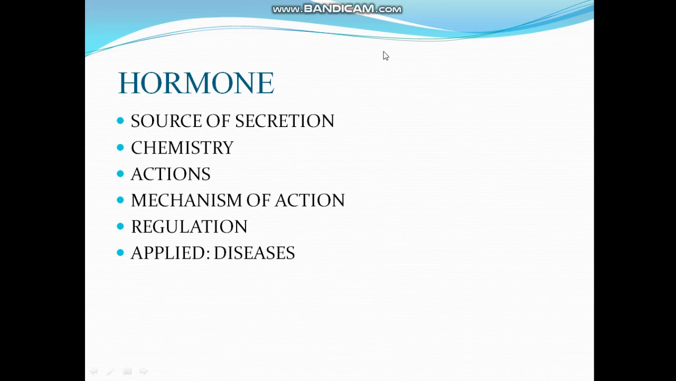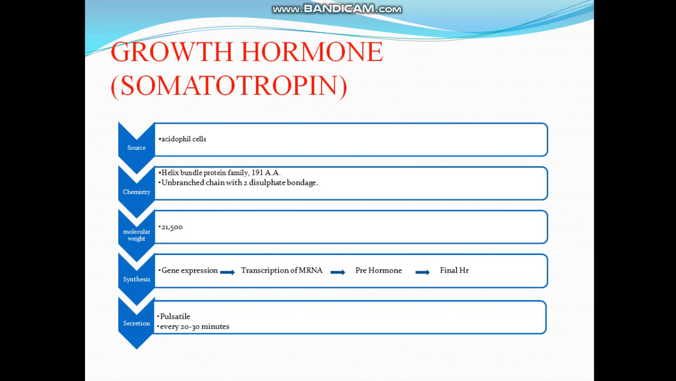Now from here we will see the hormones. To describe any kind of hormone, we have to go through these points. First we have to know the source of secretion of the hormone. We should know the biochemistry of that hormone. We should know the functions of that hormone. We should know the mechanism of action of that hormone at the molecular level. We should know how the secretion of the hormone is controlled, and we should know the applied aspects of the hormone, like deficiency or hypersecretion of the hormone causes which kind of diseases. So in the next slide we will see the growth hormone.